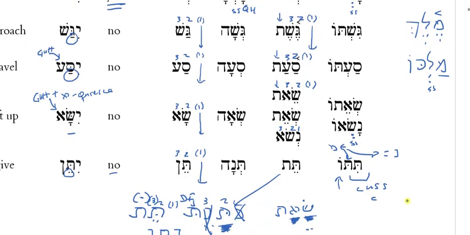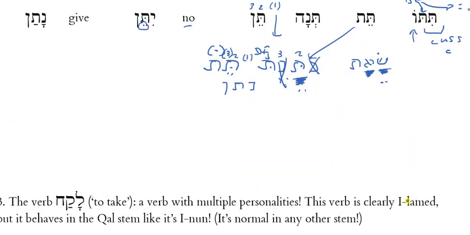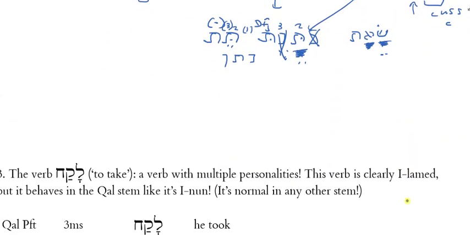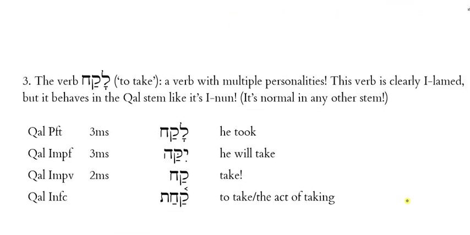All right, so those are the forms. Let's look at the last thing that the chapter discusses, and that is the matter of laqach. Laqach is a verb that means to take. You've had this verb in your vocab list for a while. The thing about laqach is it's a verb with multiple personalities, or some might refer to it as a verb with split personalities. What do I mean by that? Well, look at the verb laqach.